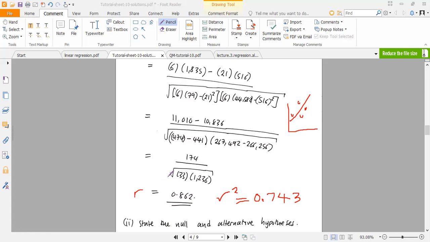The slope and the r go together. If your r is negative, your slope is obviously negative. If your r is positive, your slope is also positive.